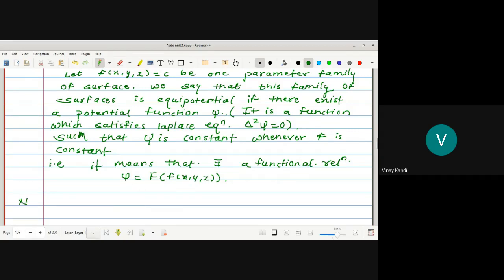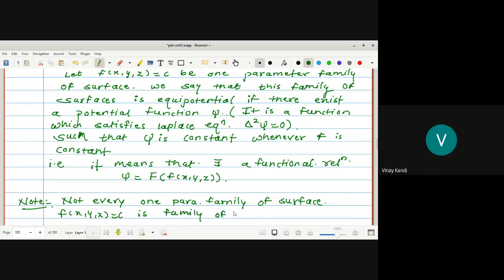So what is to be noted here: not every one parameter family of surface, that is small f of x, y, z is equal to c, is a family of equipotential surface.